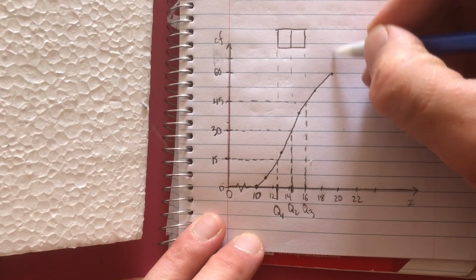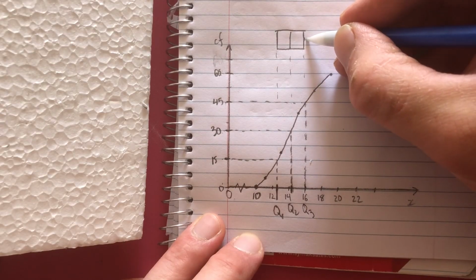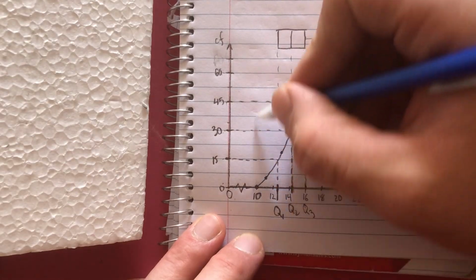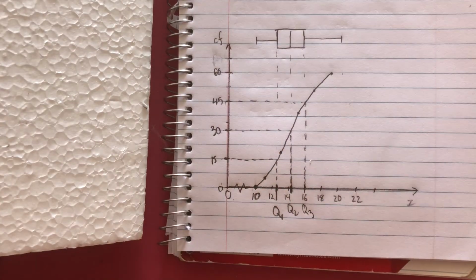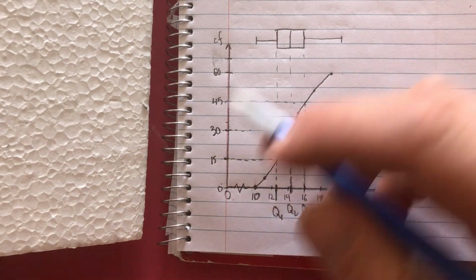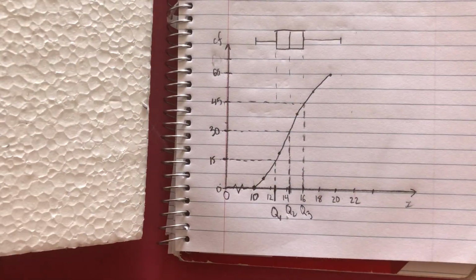And then I'll extend to my last piece of data, which occurred at 20. And I'll go ahead and put a whisker. And I'll extend back to my first piece of data, which was at 10. And I'll go ahead and put a whisker there as well. And so now I've used this cumulative frequency diagram to construct a box and whisker plot. Hopefully that video has been somewhat helpful.